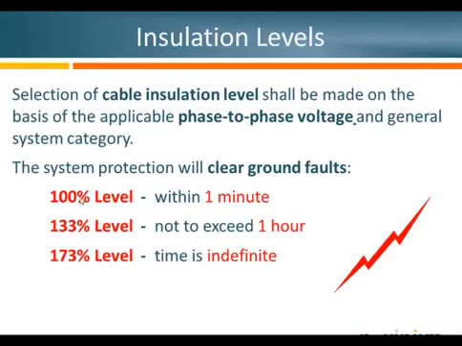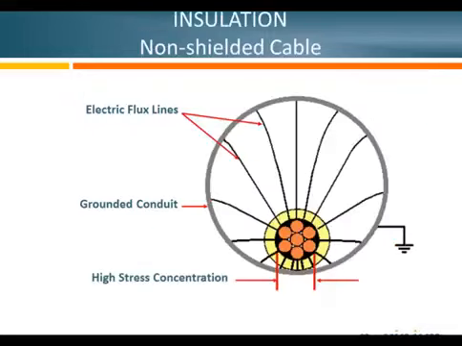Most utilities use 100% level cable insulation. Most industrials use 133% level. Even if they have a hard grounded Y or high resistance grounded Y, they use 133% level just as extra security to improve their reliability as well.